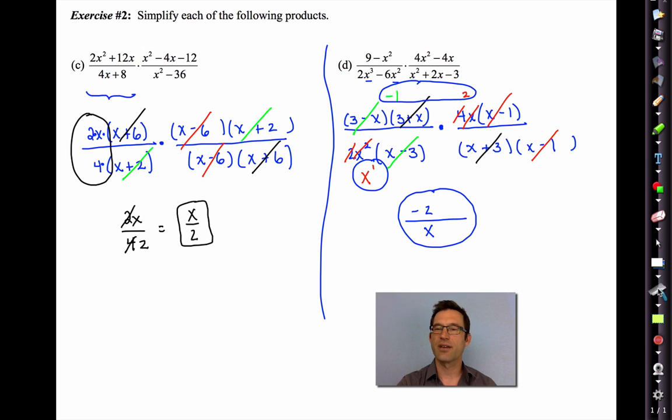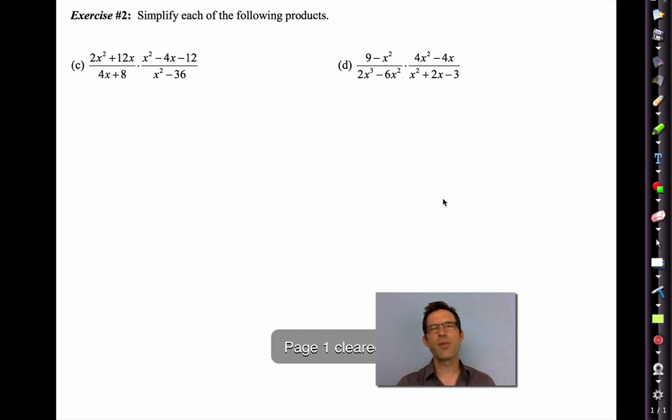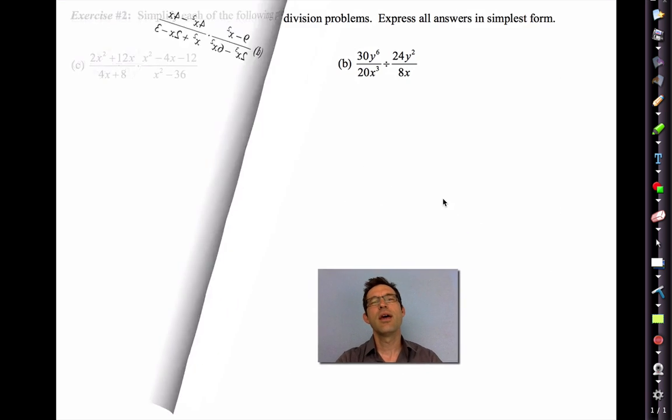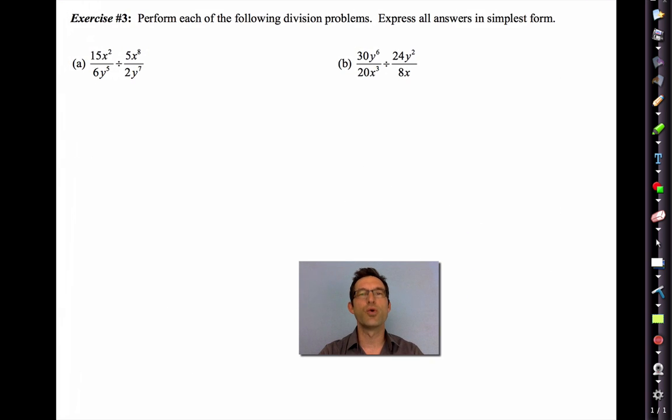Okay, let's clear out the text. So simplifying products aren't too bad. Now let's simplify some quotients or division problems. Really, these are no more complicated than the last set of problems. They just involve one more step.